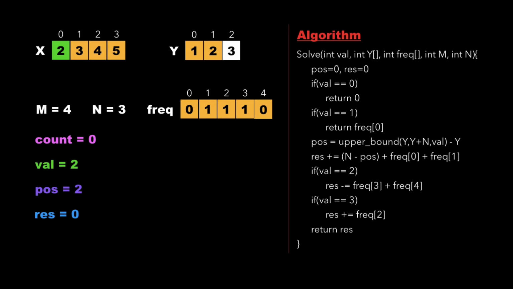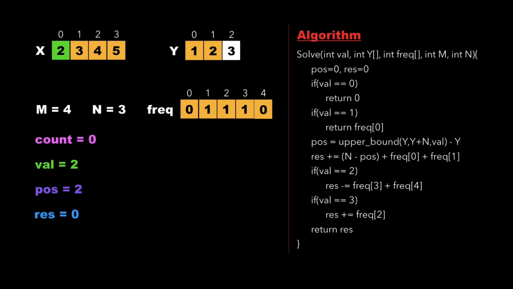And then we move further and calculate the value of result as result is equal to result plus n minus pos, which is the number of elements which are greater than val, plus frequency of 0 plus frequency of 1. Since for every element we have that particular element raised to 0 is greater than 0 raised to that particular element.